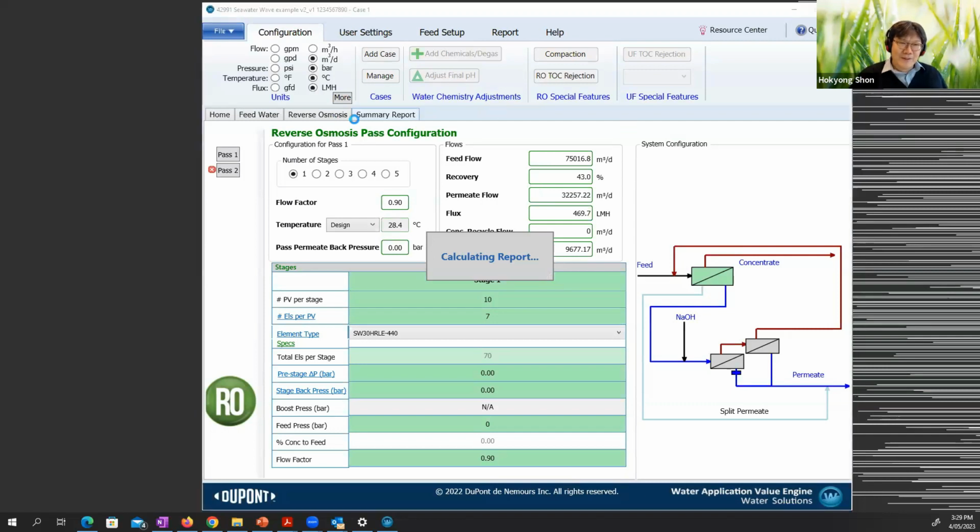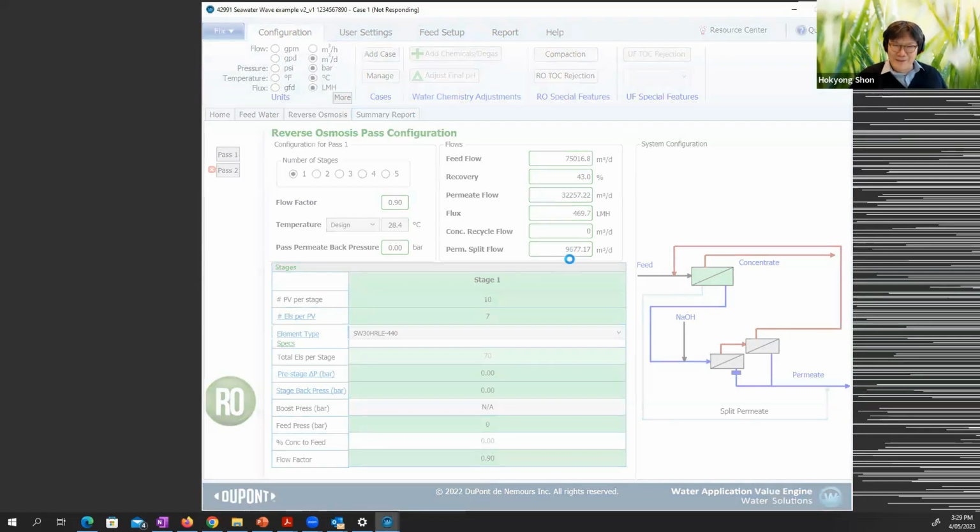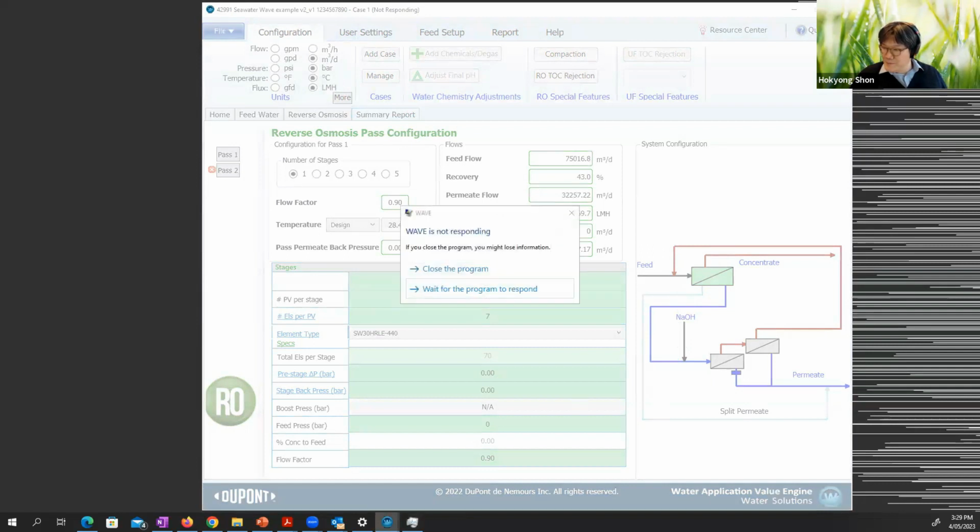So you cannot calculate this one, isn't it? So let me close this one. Okay, so any other question for this WAVE software?